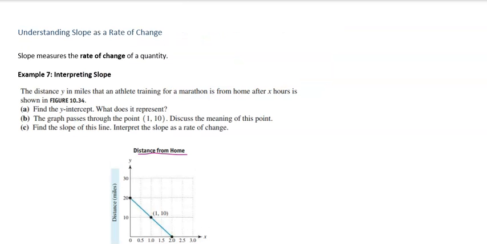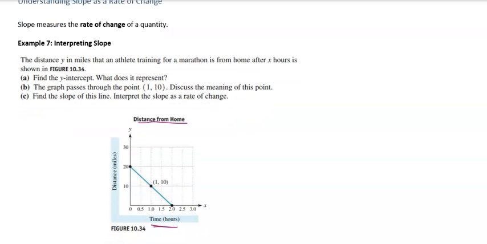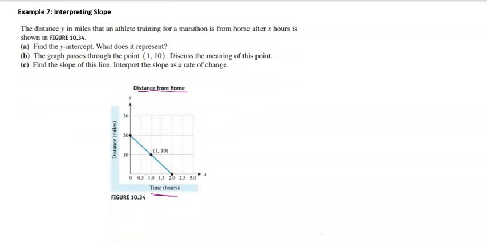Okay, so we are going to talk about understanding slope as a rate of change. It's important to understand that slope measures the rate of change of a quantity. That's what slope does. So our example here is interpreting slope with this picture. The first thing you need to do before you even look at any questions is interpret the graph. On the bottom I've got time in hours: 0, half an hour, 1, 1.5. On the y-axis on the left side, we've got distance in miles: 10, 20, and 30. And up here, we've got distance from home. So we need to make sure we understand that we are looking at distance from home.